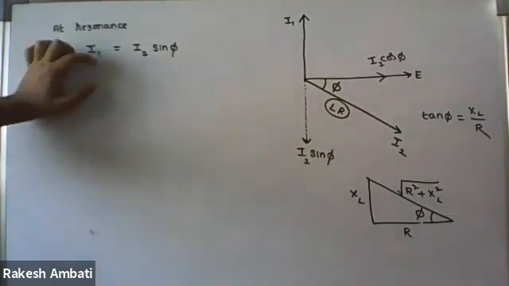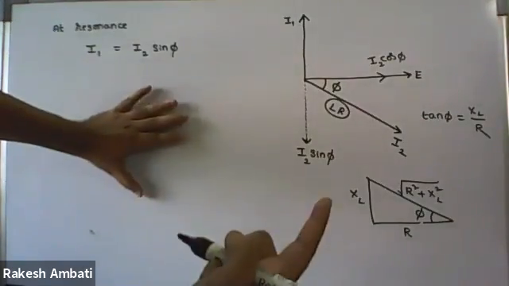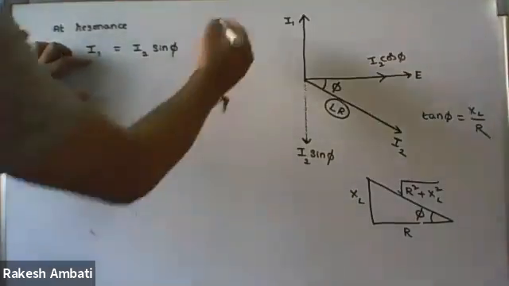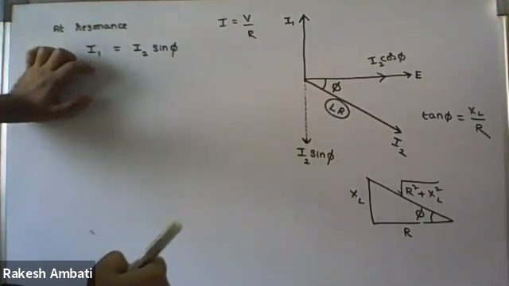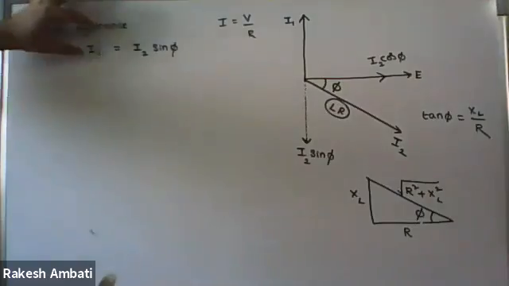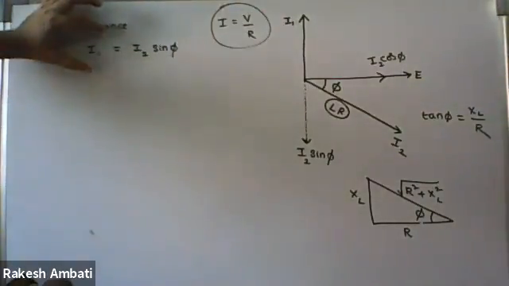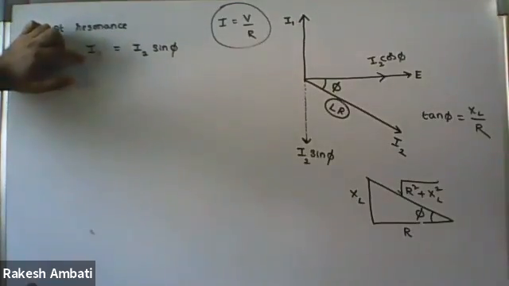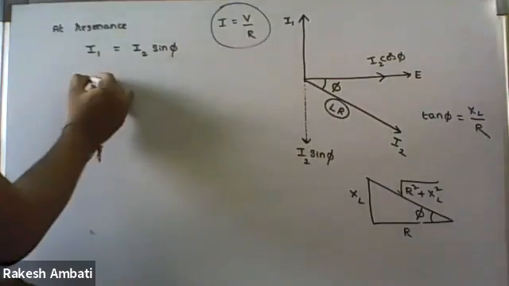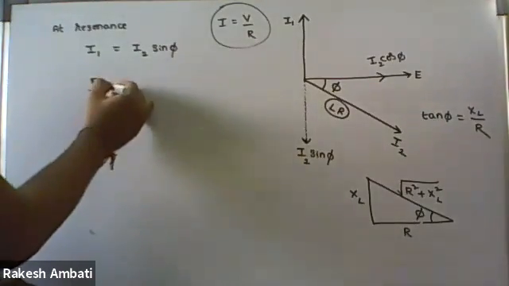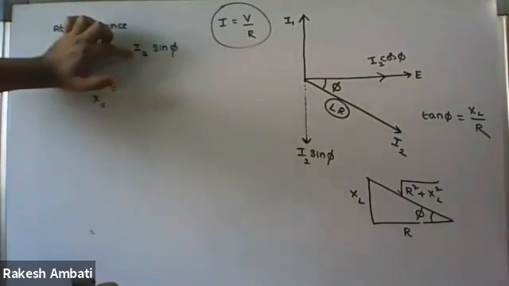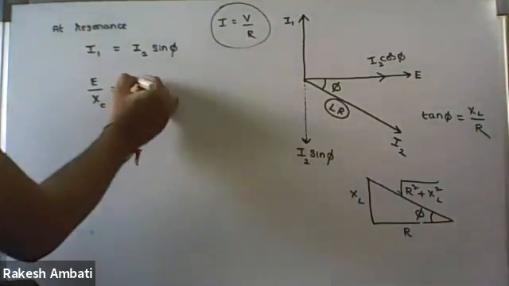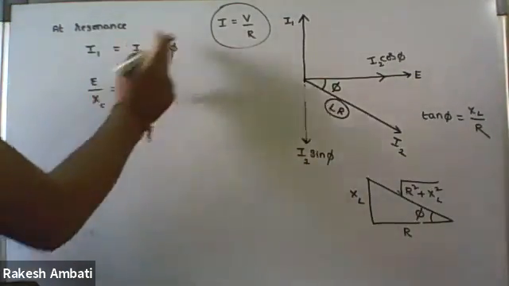Now please refer to the circuit diagram. What is the meaning of I1? It is the current passing through the capacitor. According to Ohm's law, the current passing through the capacitor branch is E by XC. Similarly, how to find the I2 value, the current passing through the LR circuit? It is E by Z.